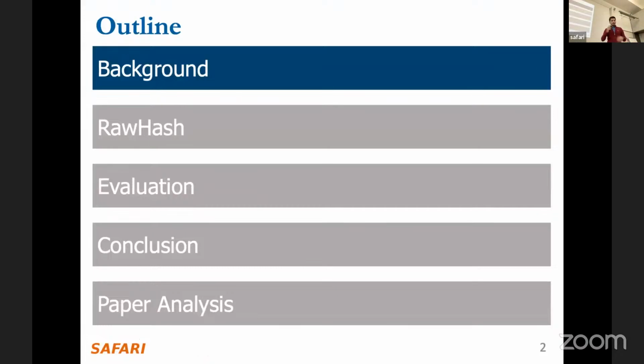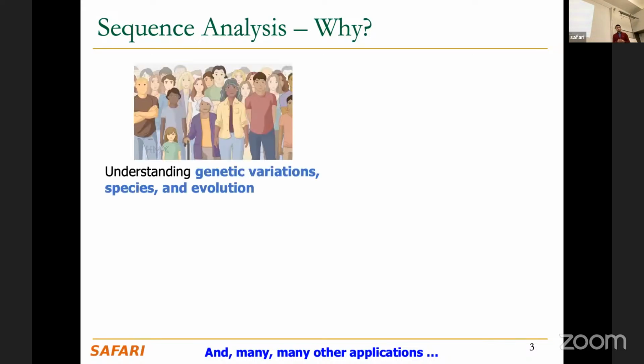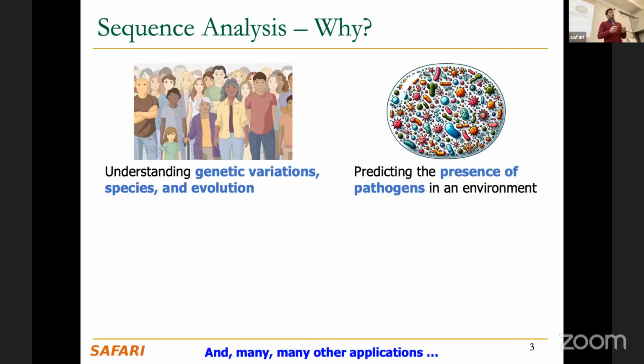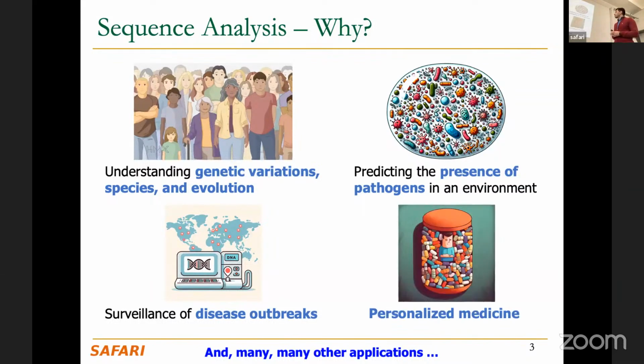So let's start with the background, as we should always start to give some sufficient info or background so that you can understand the rest of the paper. So let's give some motivation about why we're doing sequence analysis or genome analysis. It is very important for many reasons. For example, it is important for understanding the genetic variations, species evolution. It is very important for predicting the presence of pathogens, let's say, in an environment. These can be harmful. For example, in the case of several disease outbreaks, the sequence analysis can be very useful, and also, of course, it is very important for personalized medicine.